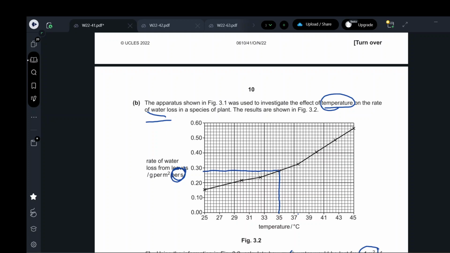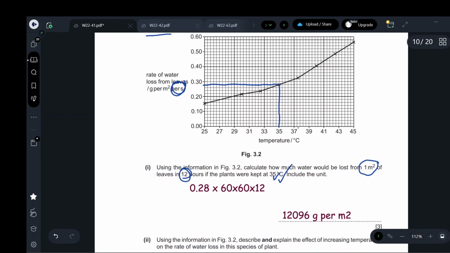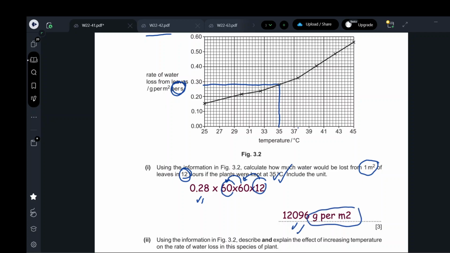So first of all, you have to change the 12 hours to seconds. 12 hours times 60, it will be changed to minutes, times another 60, it will be changed to seconds, and then times 0.28, which is the number you got from the table. Then you will put the answer from the calculator and the unit, please.